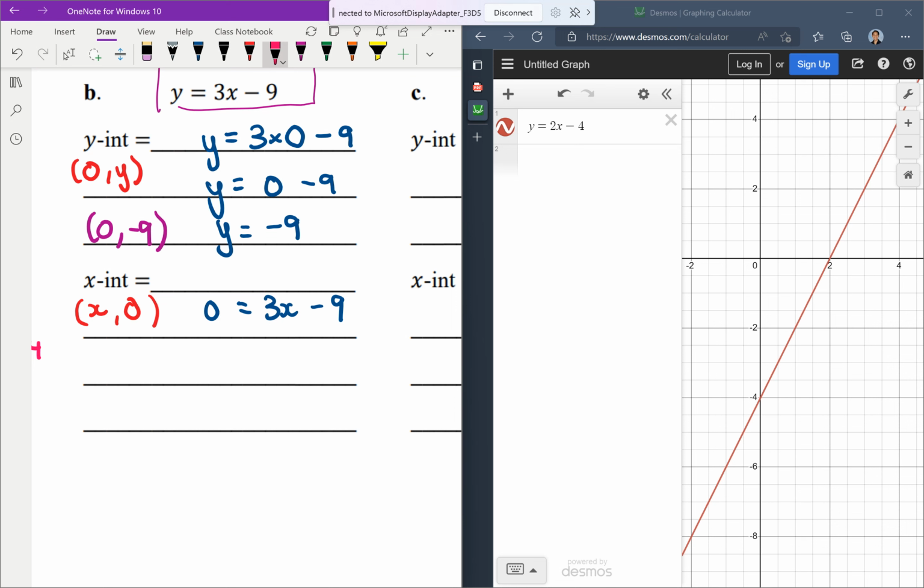Plus 9. Very good, Rihanna. Plus 9, because that's a minus 9. So opposite of minus 9, add 9. Here we go. 0 plus 9 is 9. -9 plus 9 becomes 0. And you still have the 3x.